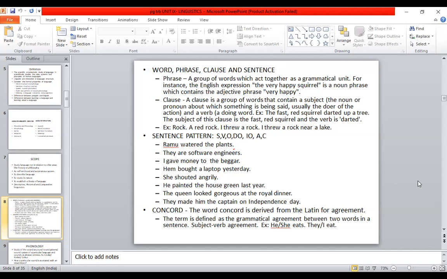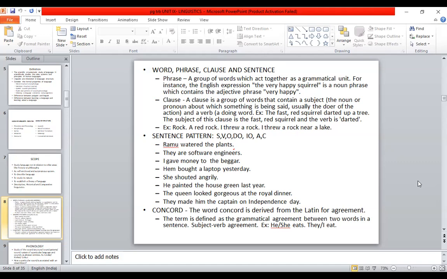I've given you some examples here. The very happy squirrel. Now it's a noun phrase because squirrel is a noun, right? And just the words very happy, because happy is an adjective and very is also an adjective, is an adjective phrase. So a phrase is just a group of words. They act together as a grammatical unit. This is for the sake of definition, but otherwise you just have to remember that a group of words is called a phrase. What is the difference between a clause and a phrase?